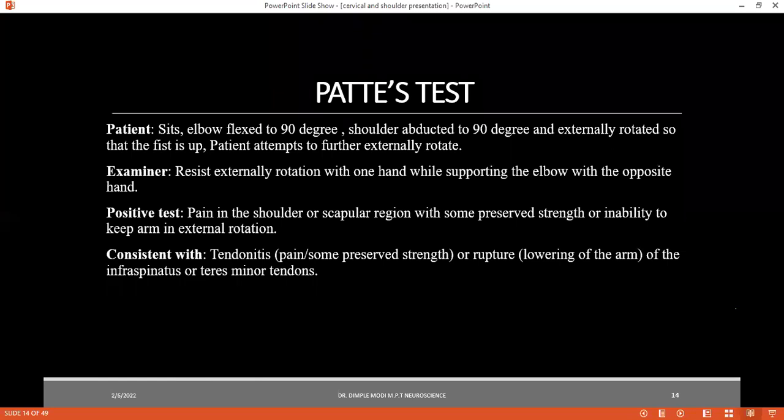If the patient is having pain in the shoulder or scapular region, that shows there is a tendonitis. Okay, if there is a pain, the patient is able to do it and is only feeling the pain, that means that is a tendonitis. But if there is a rupture, that means the patient is not able to hold this position for long. So that means there is a teres minor or infraspinatus rupture.